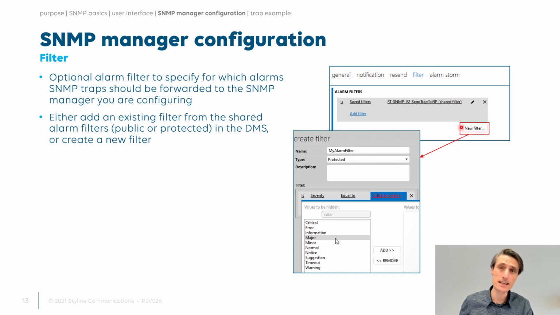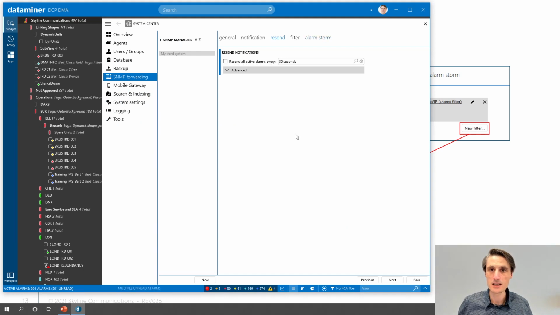So we can also, of course, create a new filter from here. We do have that familiar interface. Is severity equal to critical, for instance, we can use in here. Okay, let's take a look at that in our UI. So let's go to the next page, the filter page. If we don't specify a filter, it's going to send everything, so be aware of that. So we can add a saved filter.